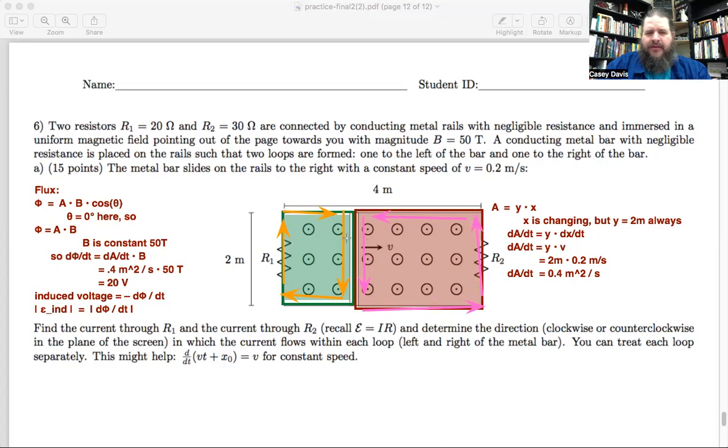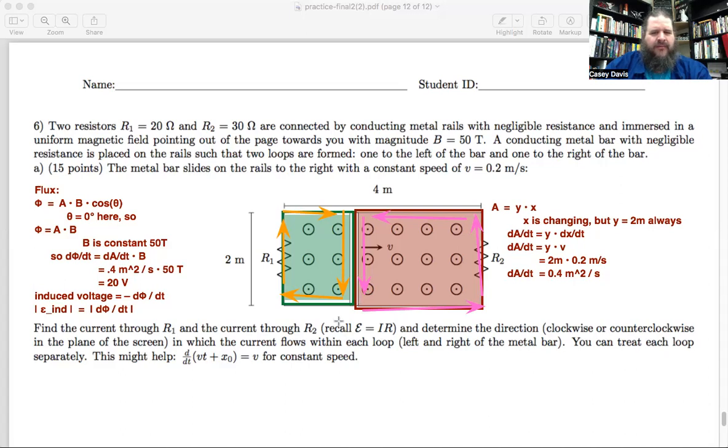Notice though that this bar in the middle, both of those currents end up having current going down. So those are going to combine and we're going to end up with a very strong downwards current through the bar. Meaning that in this kind of problem, if our results do not agree with each other between the two loops, that we might be wrong, right?